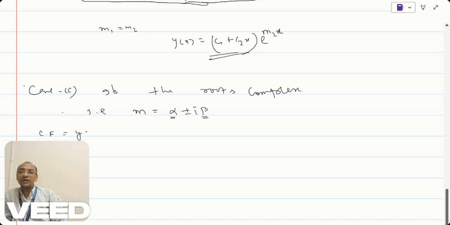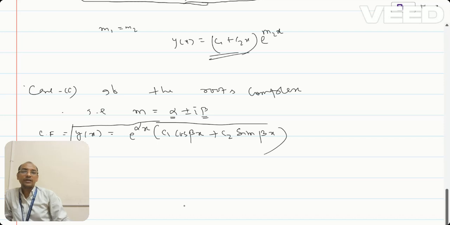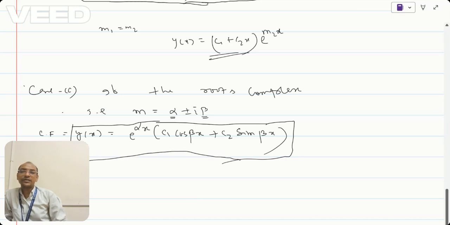The complementary function will be nothing but e to the power alpha x. So whatever real part is there, you put that as e to the power alpha x. Thereafter, you write c1 cos, whatever beta you are having, beta x, plus c2 sin, whatever beta you are having here, beta x. So this will be your solution if the roots of the auxiliary equation are complex. You can have the complementary function in this way.